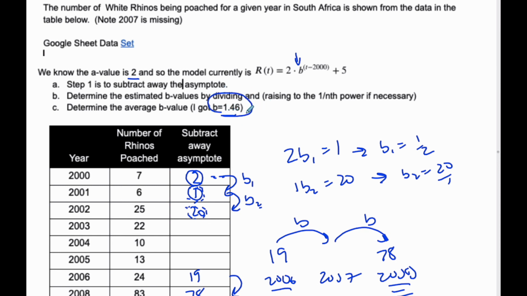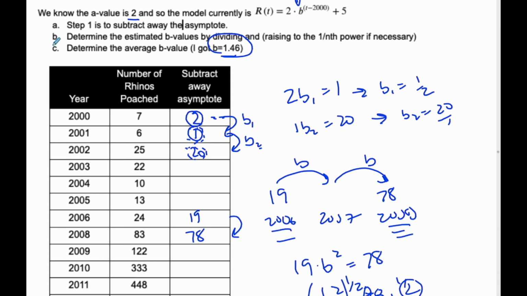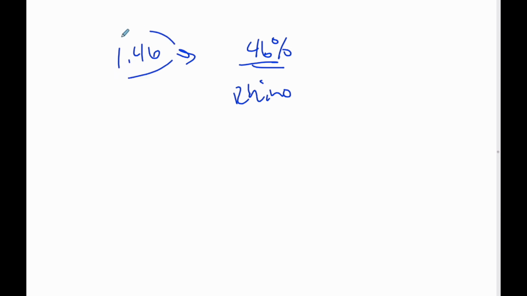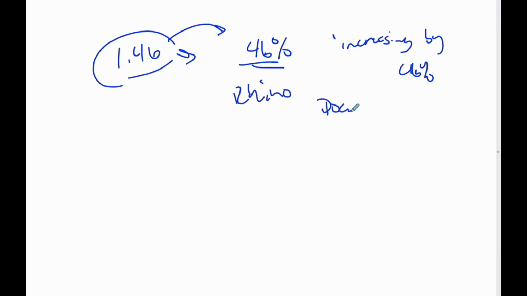The last thing I'm going to talk about, and it's not one of the questions here, is what this 1.46 means. Well, it means that the poaching of rhinoceroses is increasing by 46% per year on average, okay? So the 1.46 means the poaching is increasing by 46% per year, which is astounding and not very good for the rhinos.